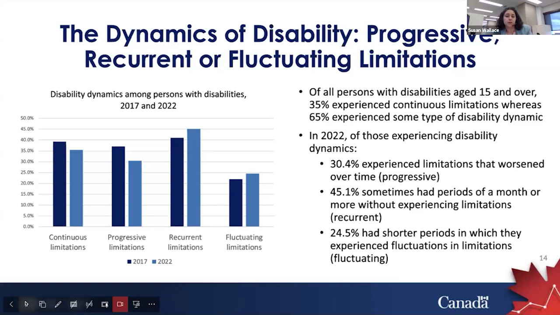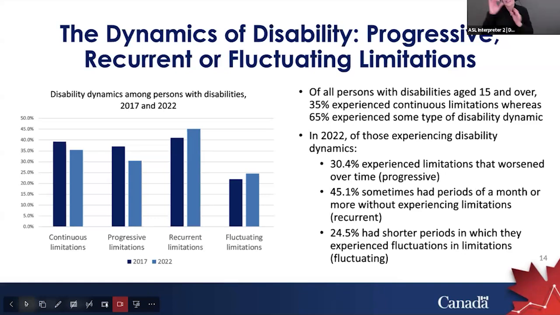In 2022, of those experiencing disability dynamics, 30% experienced limitations that worsened over time, so progressive limitations. 45% sometimes had periods of a month or more without experiencing limitations, so that's a recurrent disability. And then 24.5%, I don't know if that rounds up or down.